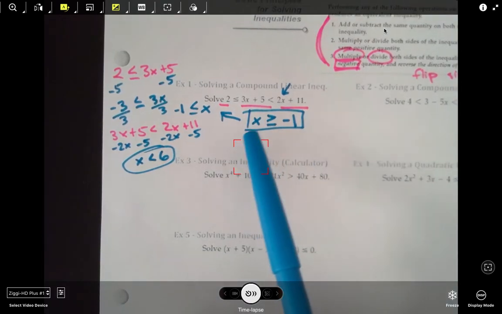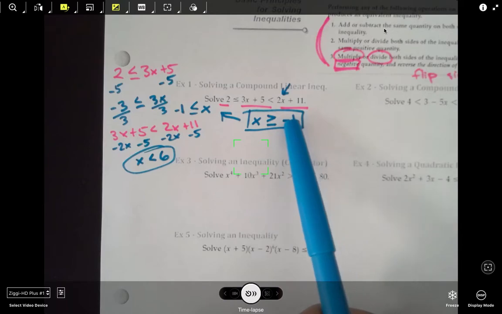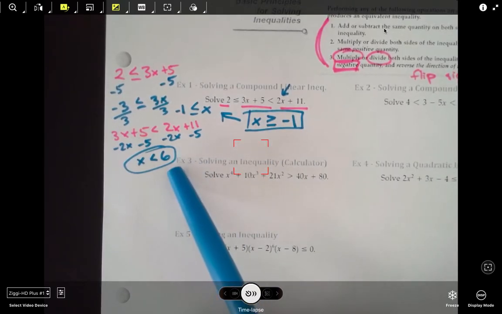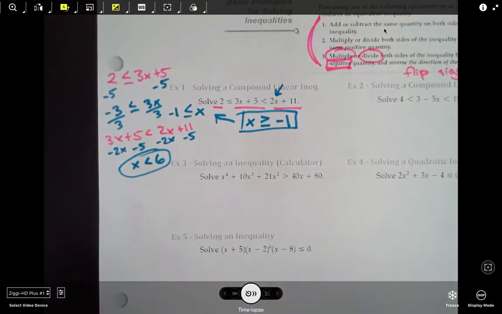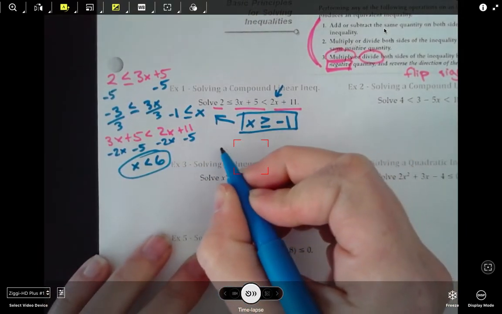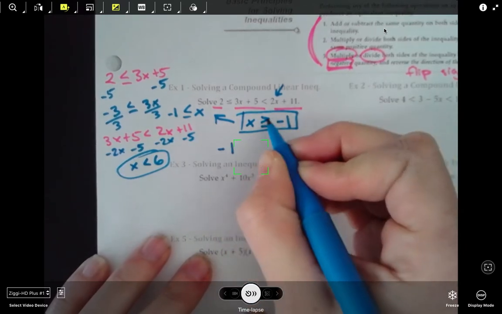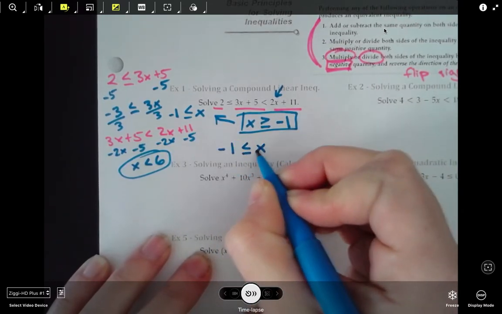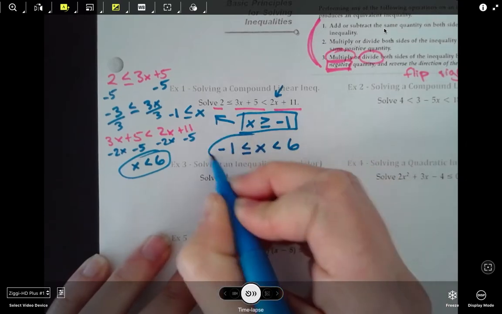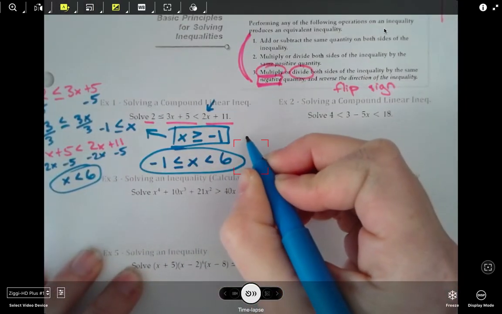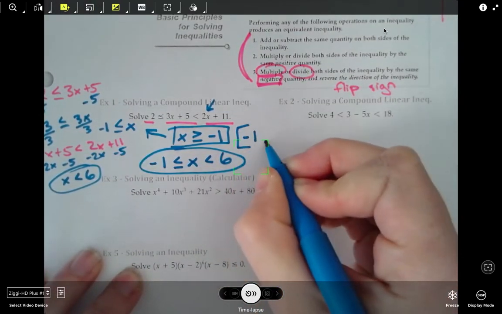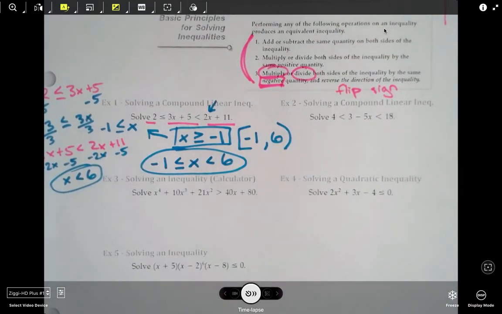Can I have an x be greater than or equal to negative 1 and less than 6 at the same time? Yes. If that can happen, you're going to write them both together. So you'll write negative 1, I'm going to flip that symbol around again, less than or equal to x is less than 6, and it looks like that. If you want to write that in interval notation, negative 1 with a bracket, comma 6 with a parenthesis.